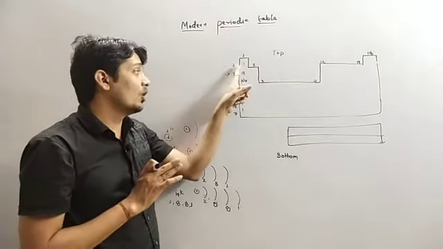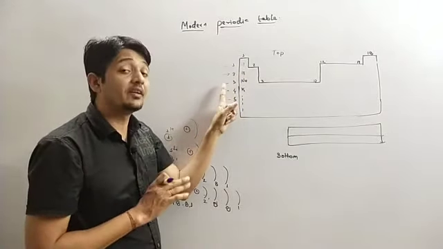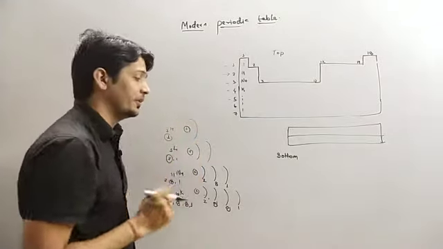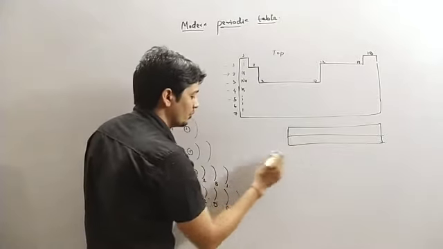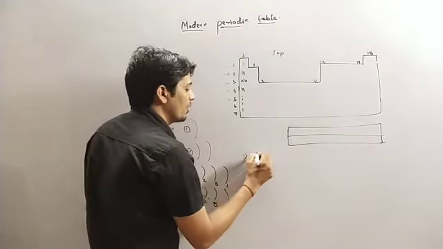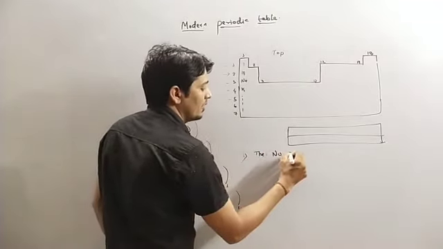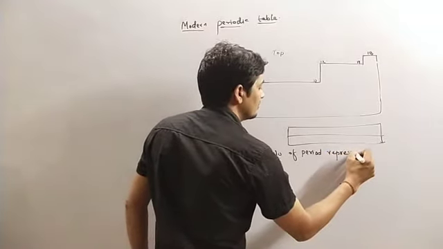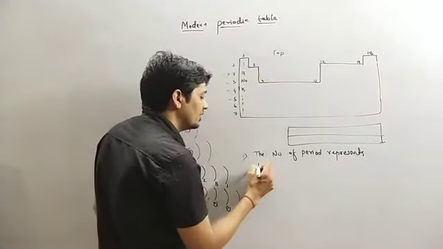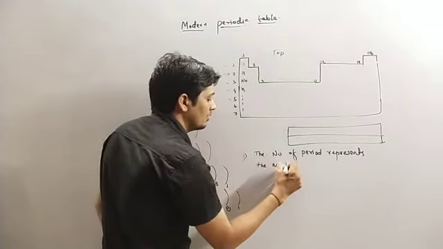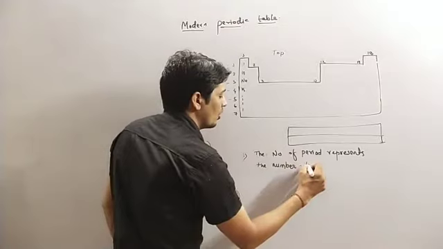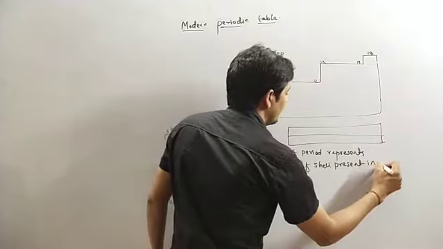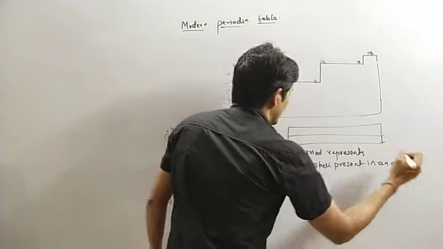So the number of period represents the number of shells present in an atom. So this is all about period. So what will be today's first point? The number of period represents the number of shells present in an atom. It is very important, guys.